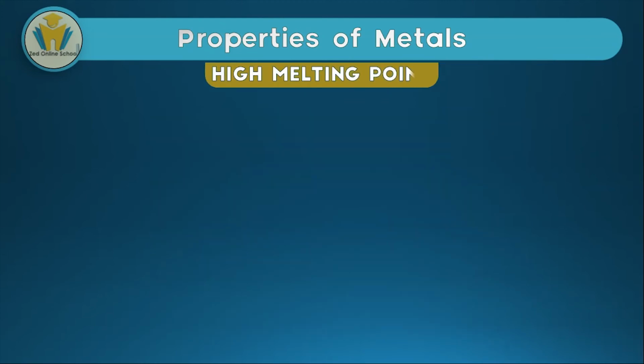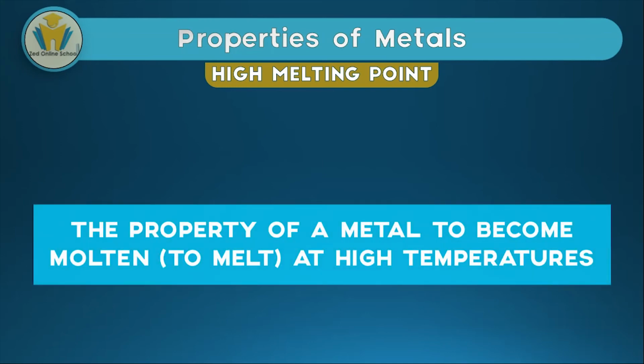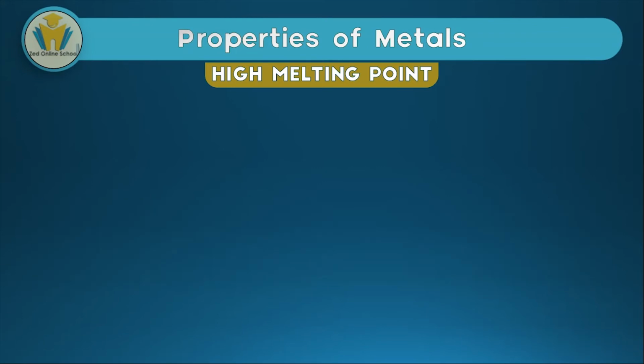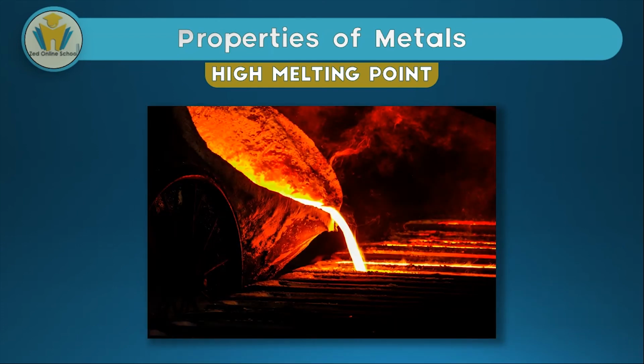Metals have got a high melting point, meaning a metal will need you to raise the temperature so high for it to be changed from a solid to a liquid. In this picture, we see a metal that has reached melting point. You can see the metal is liquid and it's very light in color. You can see it looks whitish, reddish. That color shows the temperature is very high.